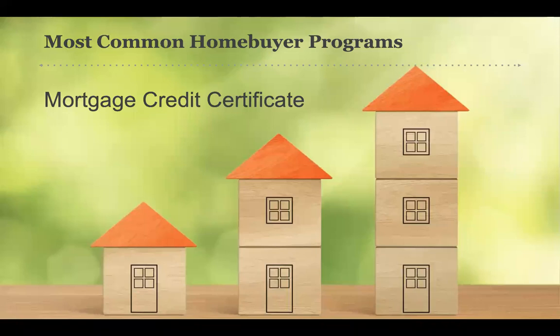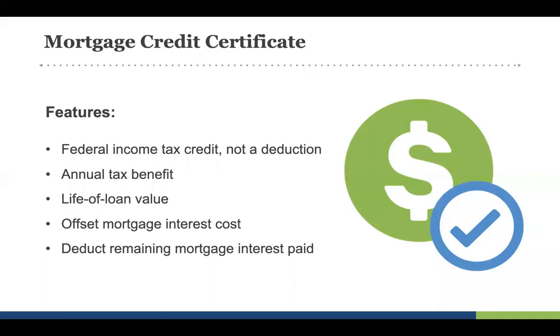Now let's look at the third of the most common homebuyer programs, the Mortgage Credit Certificate. The Mortgage Credit Certificate, or MCC, is available from state and local housing finance agencies in some states. This offers a federal income tax credit of up to $2,000 per year. Eligible buyers must get an MCC prior to closing and then get to use it every year for the life of their mortgage. The MCC tax credit helps offset part of your mortgage interest costs, and you still get to deduct the rest of the mortgage interest you pay each year.